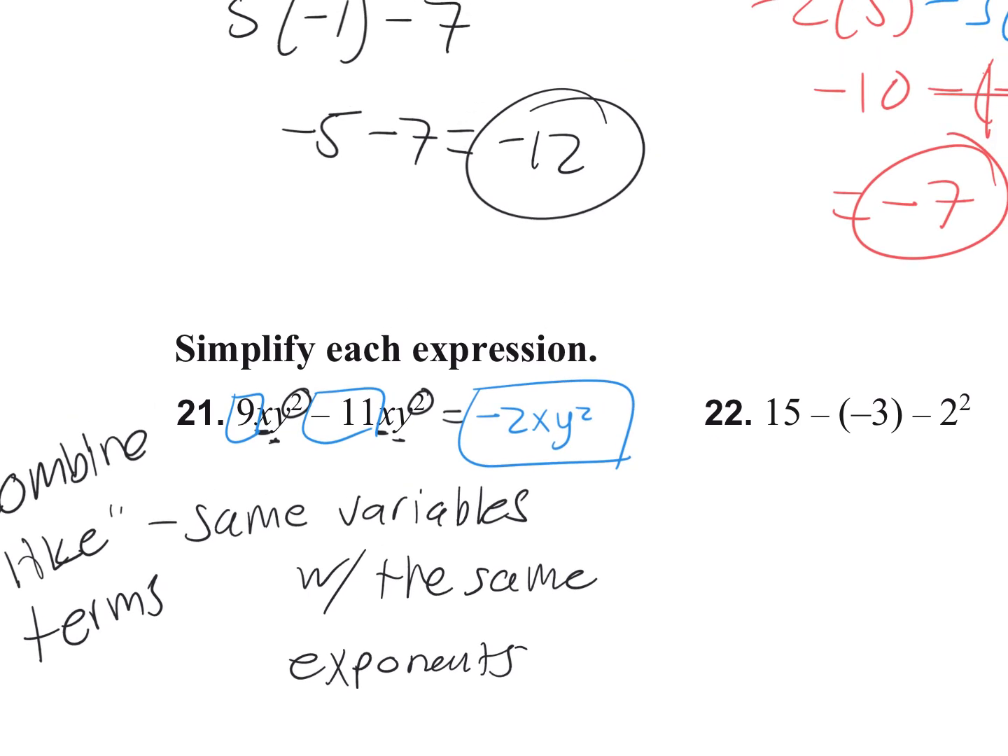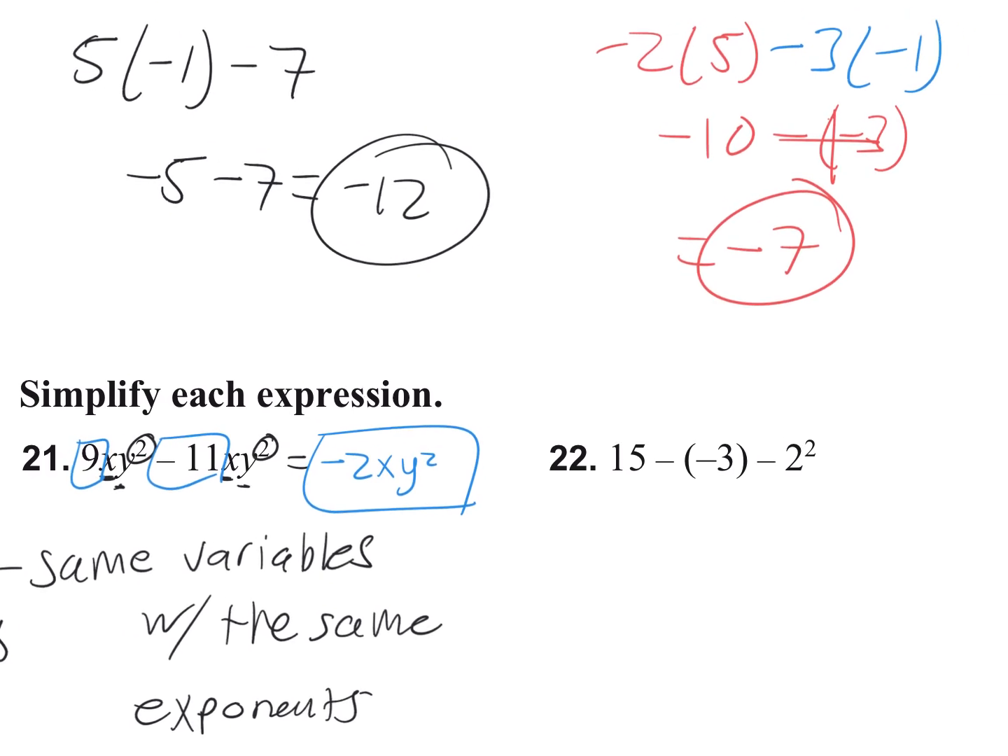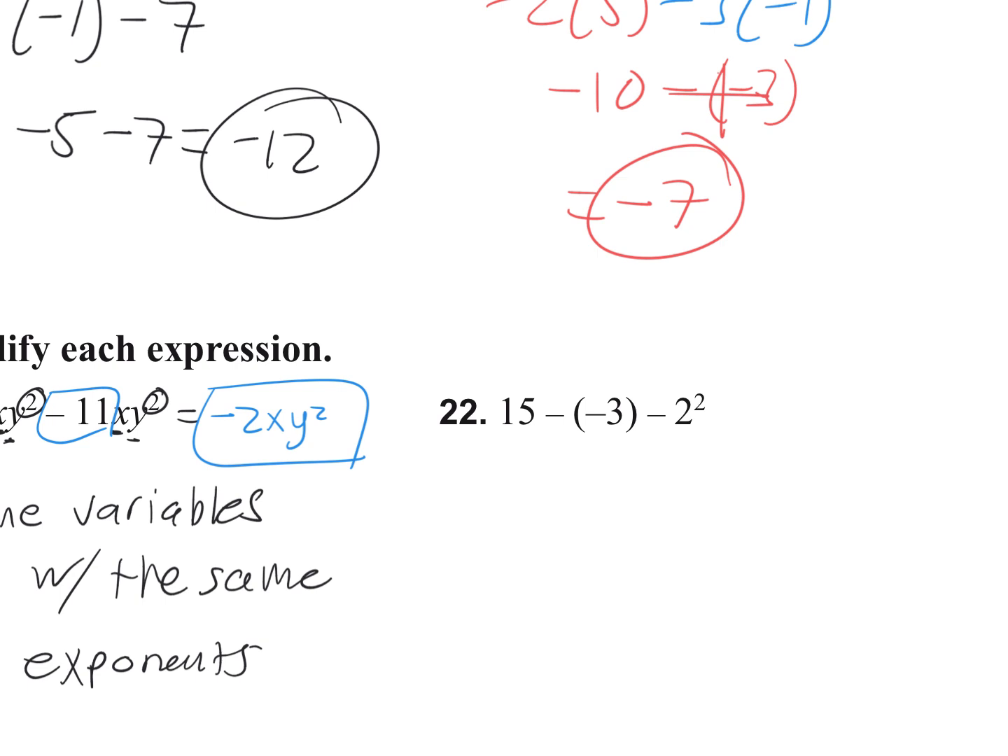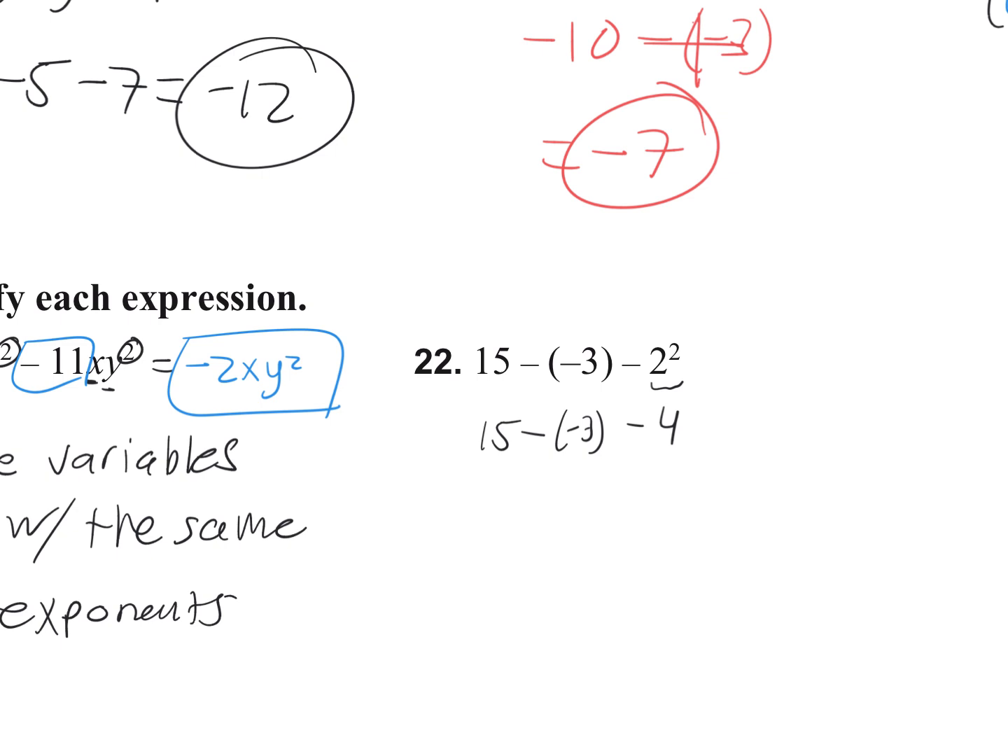All right. And then last one, number 22, is another order of operations, right? Do our exponents first, which is going to be 4, all right, and then -3, all right, 15 minus -3. Now we can just go from left to right, right? 15 minus -3 is plus 3, right? So then we get 18 minus 4, and then equals 14.